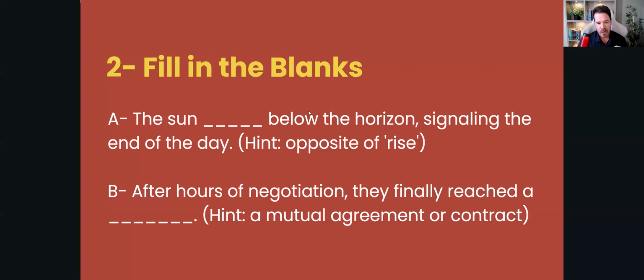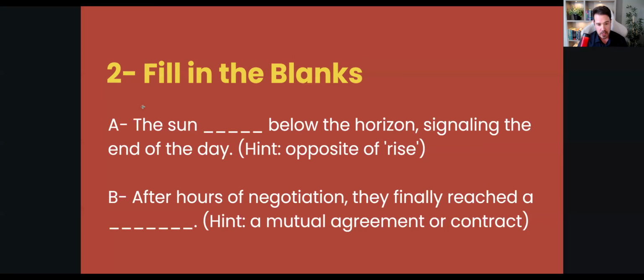Or letter B: after hours of negotiation, they finally reached a blank, and if it's too hard, you can provide a hint: a mutual agreement or contract. The idea is just like the first one, but instead of asking an explicit question about the words you've taught, you provide them with an activity so they can have a context and think about how they could complete it with the new words. So far, so good.